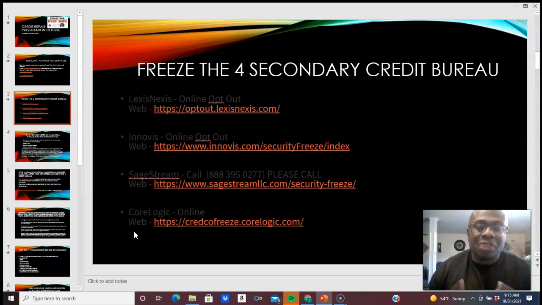But this is very important because everything's tied to these 4 credit bureaus, not TransUnion, Experian, and Equifax. They're not tied to them. They're tied to these 4 right here. These are the most powerful ones you've got. You have to freeze these, because what happens is the credit bureau goes in and pulls the information from these, but when they don't have anything to pull, guess what happens?